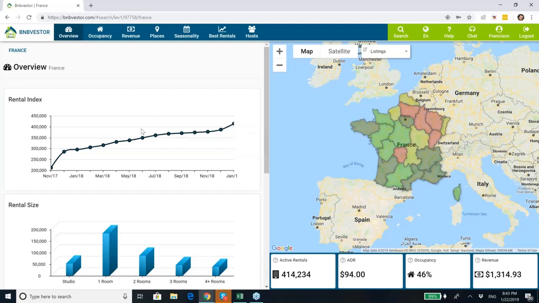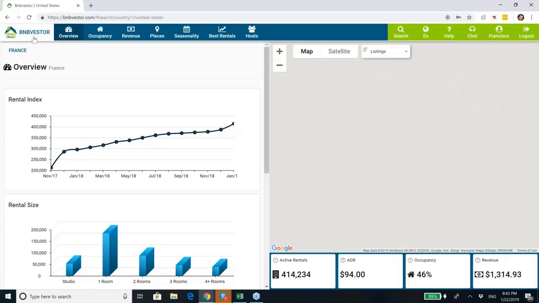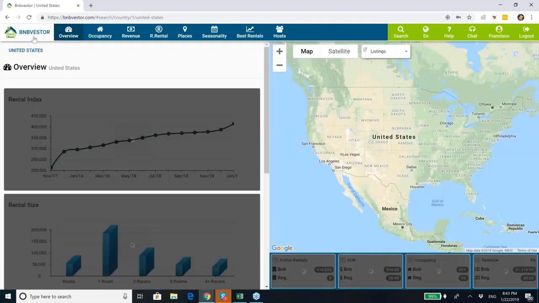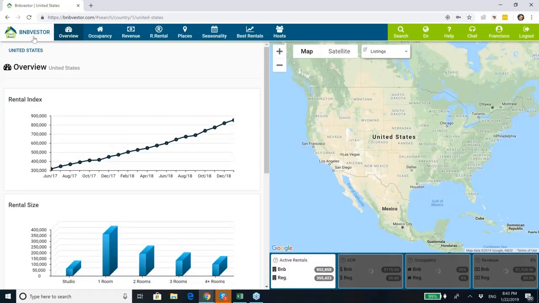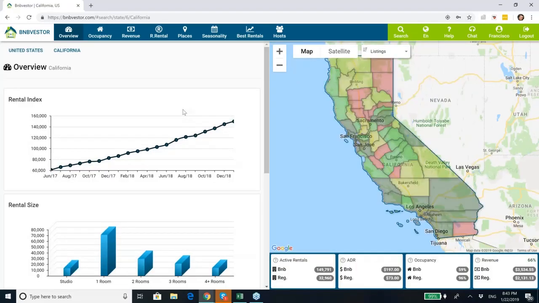But the country that has the most Airbnbs, of course, is the United States. So let's go back there and play with other states like California. California has almost 150,000 Airbnbs, more than Florida. Actually, it is the state that has the most. I think we can see it here.